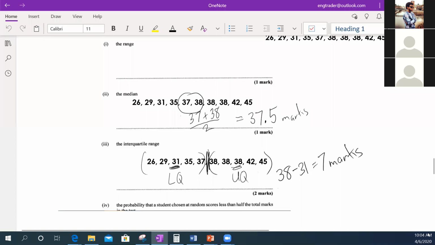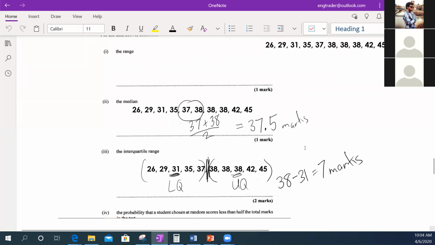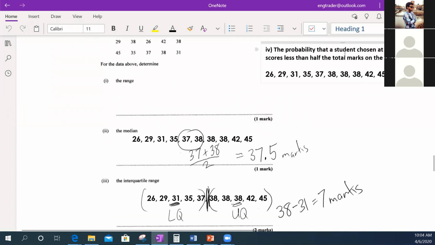And the last one asks for the probability that a student chosen at random scores less than half the total marks on the test. The first thing we need to do is find out what the total score on the test was. 60. And what's half of 60? 30. So the probability of having less than 30 would be what?